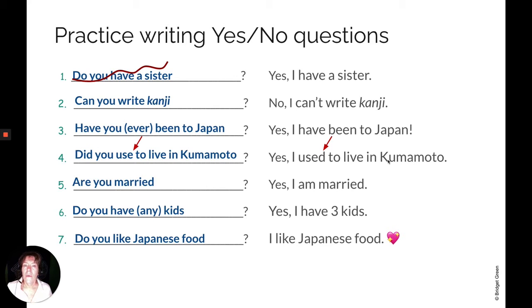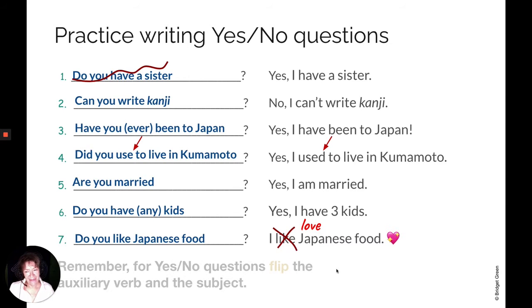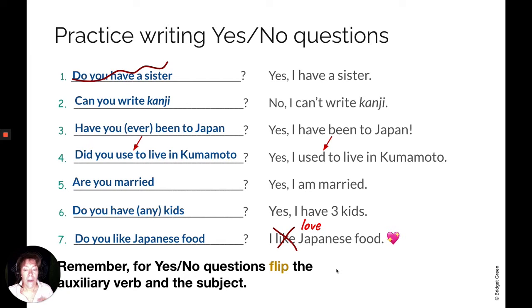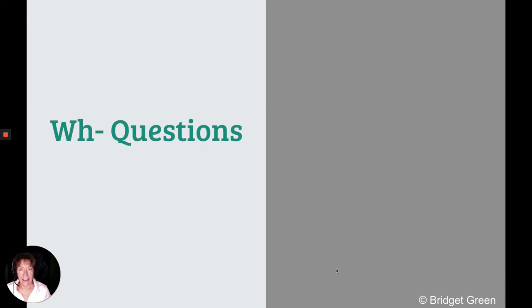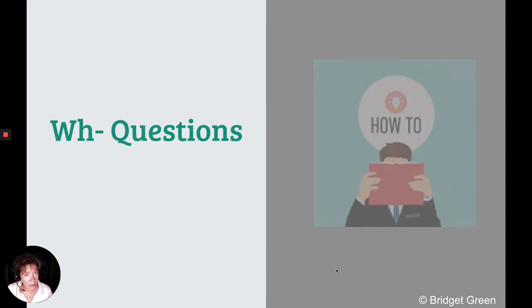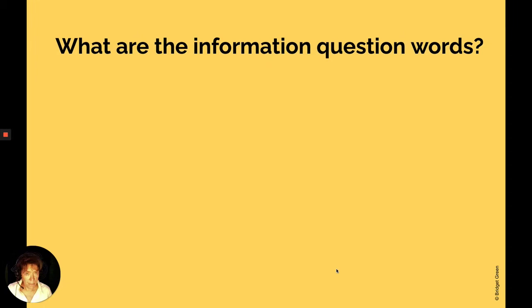Okay? Repeat. Are you married? Do you have any kids? Do you like Japanese food? I don't just like Japanese food. I love Japanese food. Right. Remember, for yes/no questions, you just flip the auxiliary and the subject. Okay? Just flip. Right. Now, for WH questions, they're a little bit different.